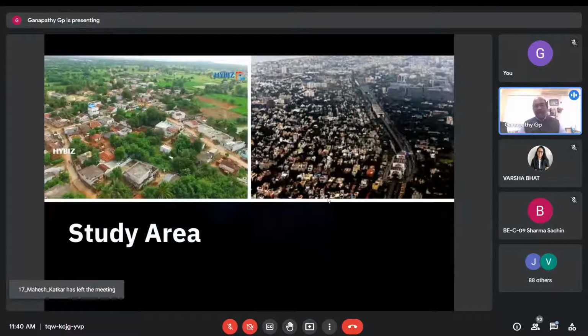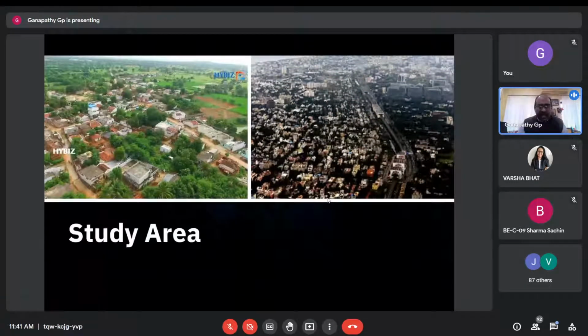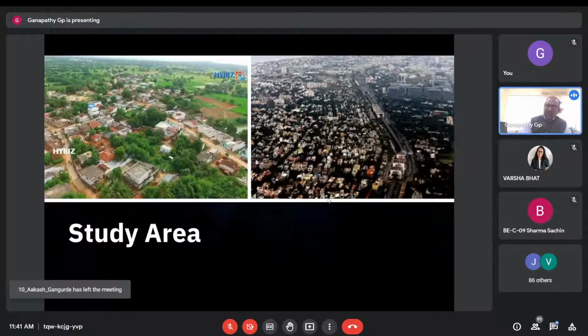So you need to understand everything: the study area, the impact, the onset of an event, the frequency of the event. Unless you study the disaster properly, you are not able to handle it. So that's why you need to understand properly what a disaster will do.